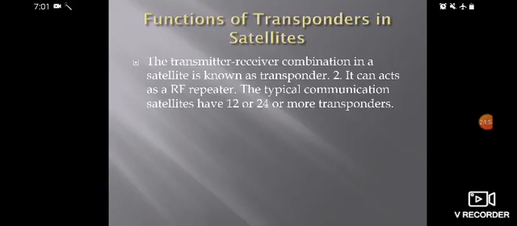Initially, whenever we are having communication satellites, we are going to be using 12 or 24 or more than that. Minimally we are going to be using 12 transponders, and not only with that, nowadays we are using 24 transponders also for our communication satellites. Okay, that means the transmitter receiver combination in a satellite is known as a transponder, and it can act as an RF repeater. And in our communication satellites we are using 12 or 24 or more transponders.